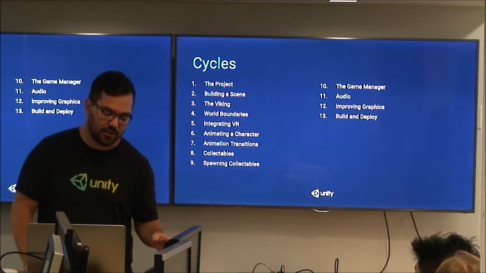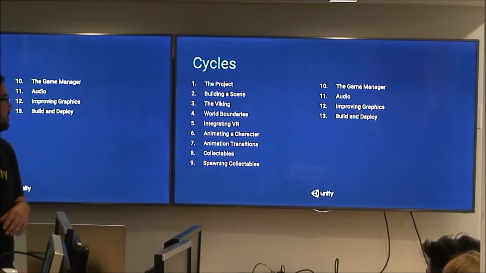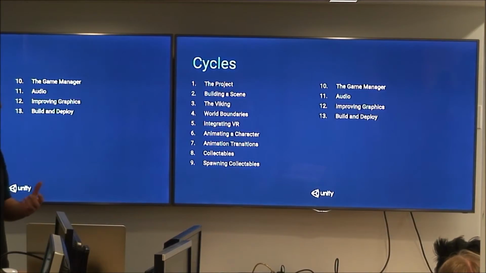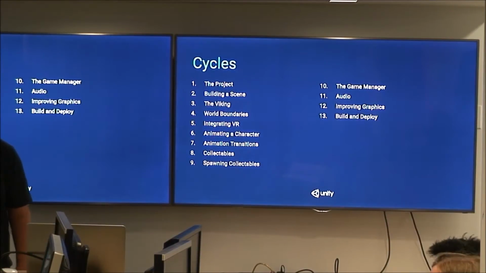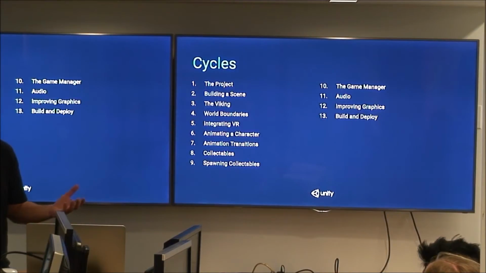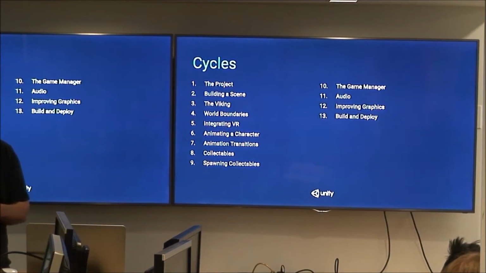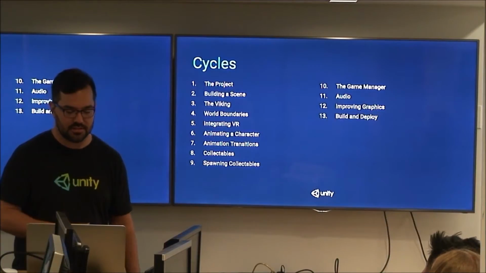So the cycles that we're going to go through today, we're going to start off taking a look at the project, opening it, seeing what's in there. We're going to build a simple scene. We're going to add the Viking to our scene. We're going to add some world boundaries so he doesn't fall off the edge. Integrate VR, which you'll see is going to be like the simplest thing that we do in this project. We're going to animate our Viking. We're going to create animation transitions so that we can go from like running to jumping, etc.